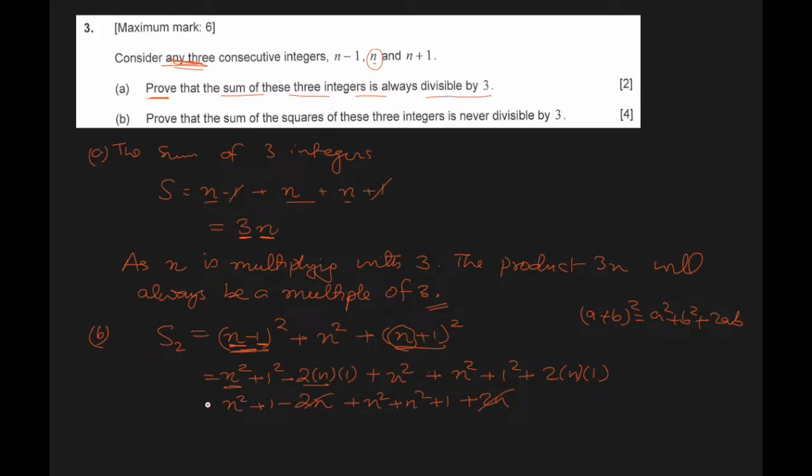Here 2n and minus 2n are exactly the same with opposite signs, so they cancel out. So we are left with n square, n square, n square. It will be 3n square plus 1 plus 1 plus 2.